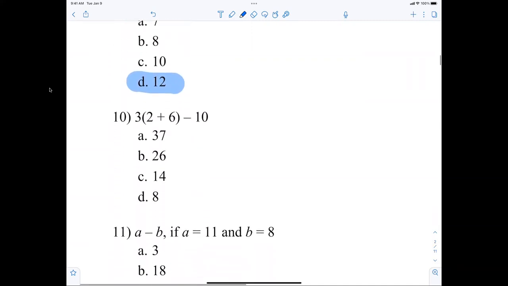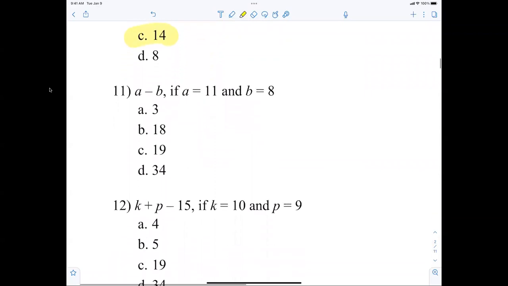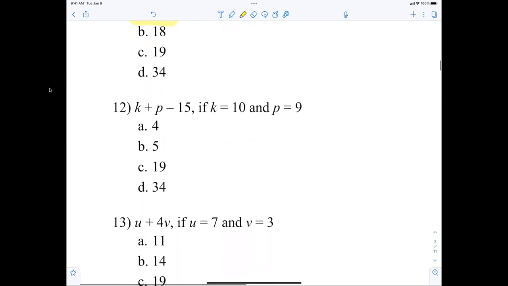Here we go. On number 10, you're adding 2 plus 6 first. Then you're doing 8 times 3. And then you're subtracting 10. So 24 minus 10 is 14. All right. Told you it's really easy. A minus B. 11 minus 8. There we go. All right. K plus P. 10 plus 9. Minus 15. I'm agreeing. A.